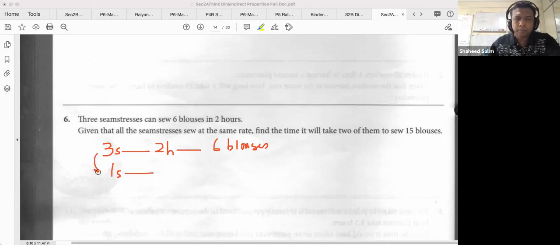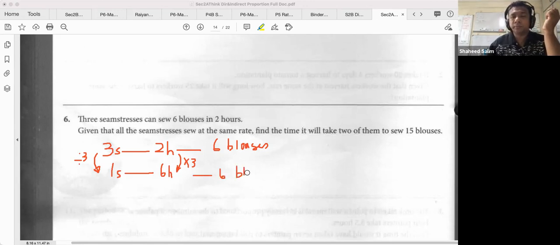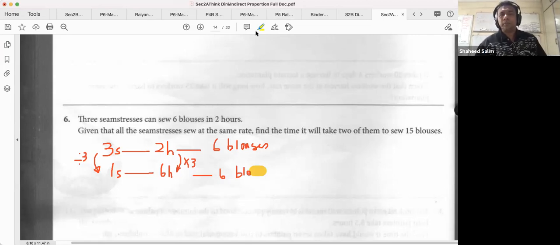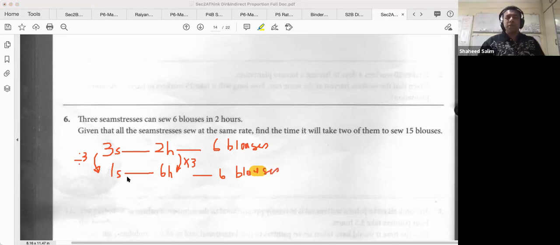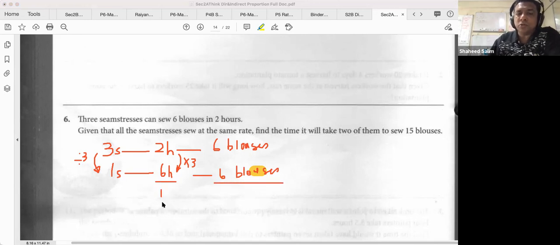Down here now, you have to divide by 3, right? If 1 seamstress, the amount of time is going to increase. So you times 3. That's 6 hours. So 1 seamstress will take 6 hours to sew 6 blouses. Because the context down here, we are talking about 6 blouses, right? So if we see this relationship, 1 seamstress takes 6 hours to sew 6 blouses. That means she takes 1 hour to sew 1 blouse.